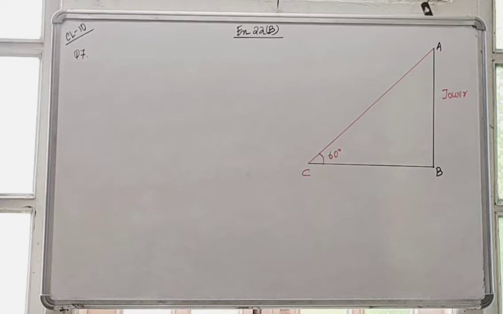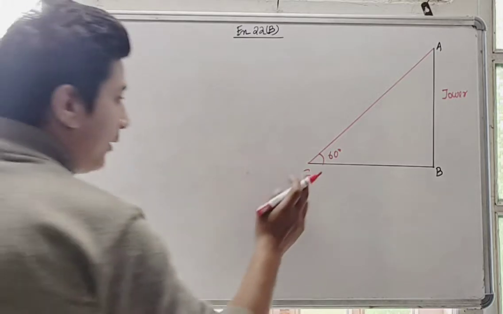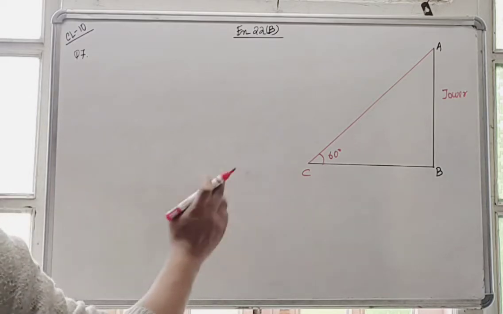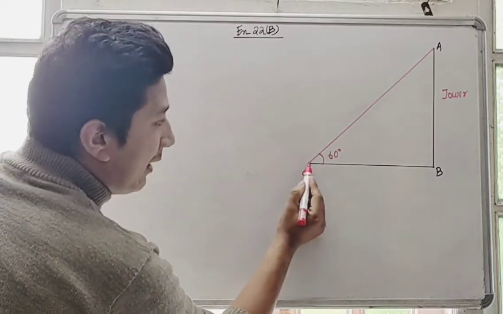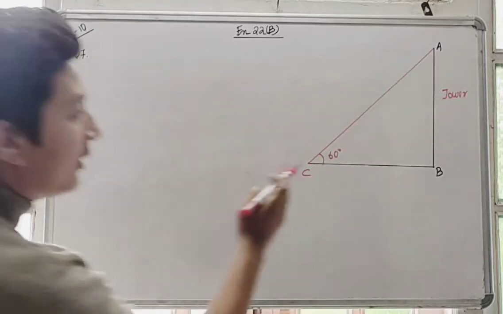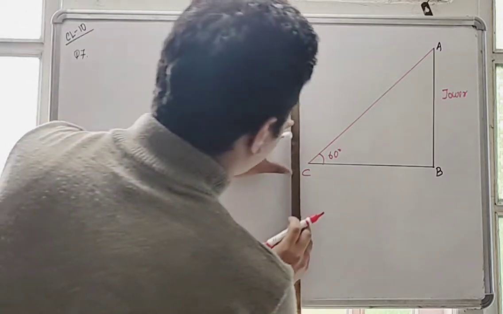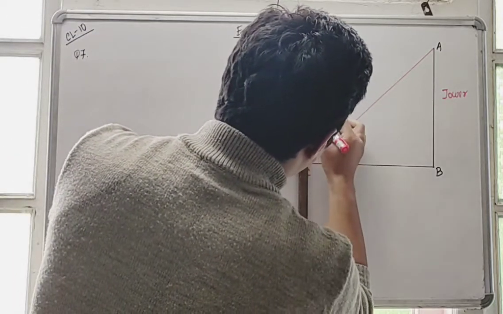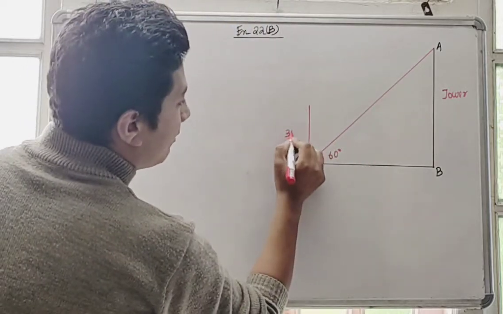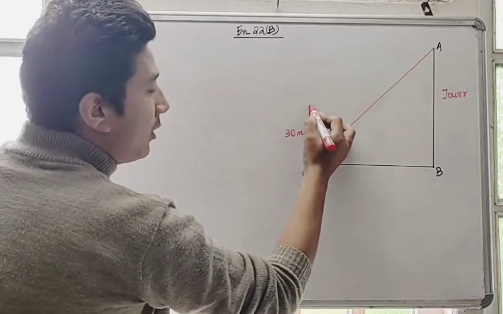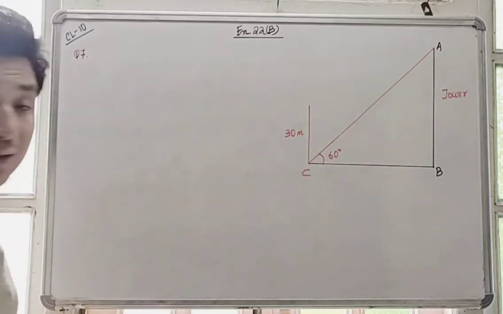60 degrees. Further, the question says, at a point 30 meter vertically above the first observation, the angle of elevation is found to be 45 degrees. So this is my first observation. From here I'm observing the angle of elevation is 60 degrees. Now if I go 30 meter vertically upwards, then from this point, if I see the top of the tower, now it is 45 degrees.